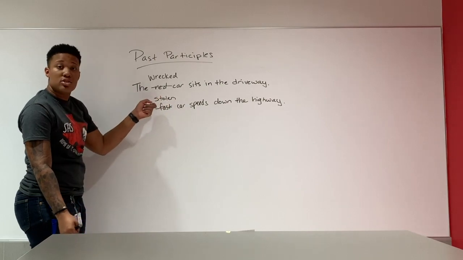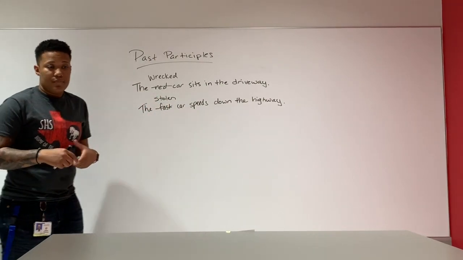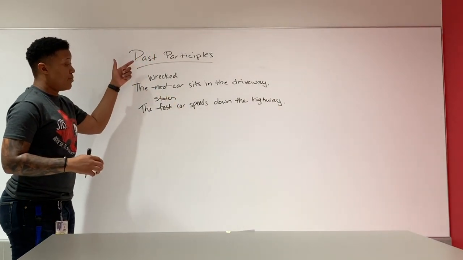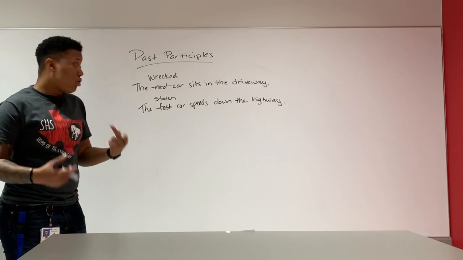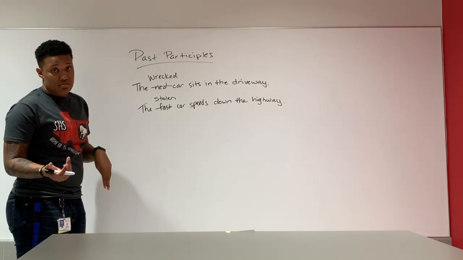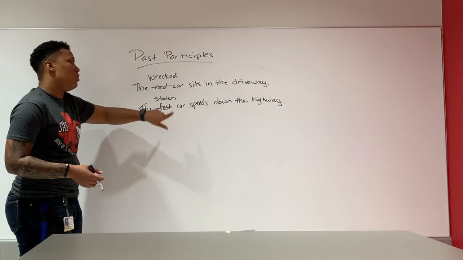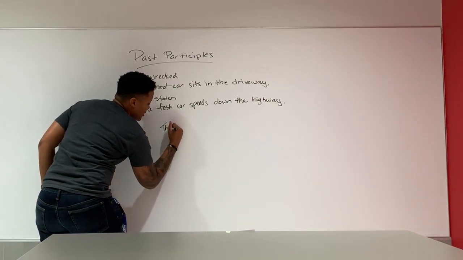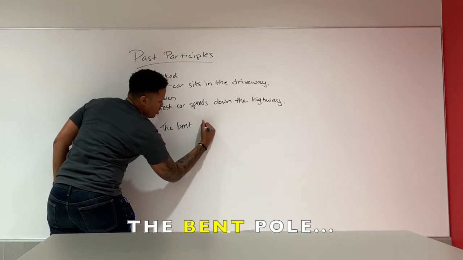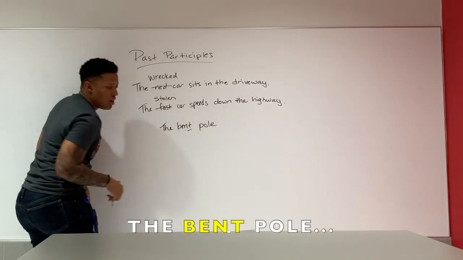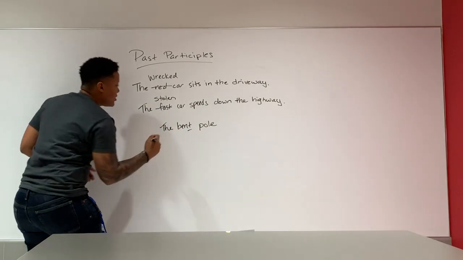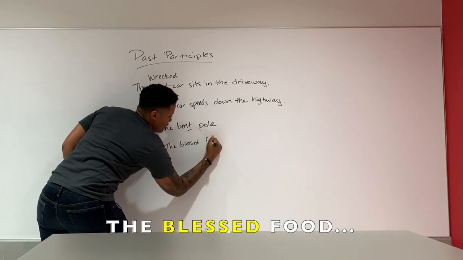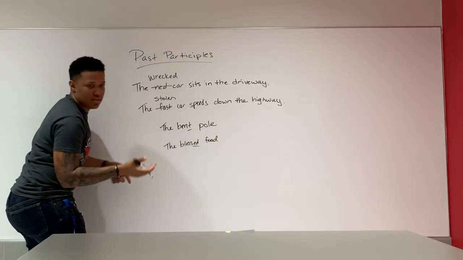So what kind of car is this? It's a stolen car. Now, notice gerunds end in ing, present participles end in ing, but past participles can end in D or N or T. And a lot of times, sometimes that will look like ED or EN. So some other words you could say would be like the bent pole. And this one ends in a T, and it comes from to bend. You could say the blessed food. And blessed comes from to bless.